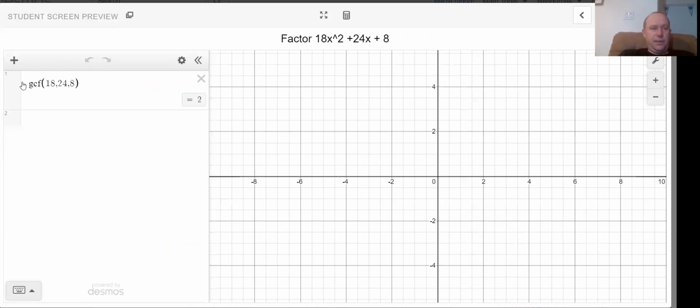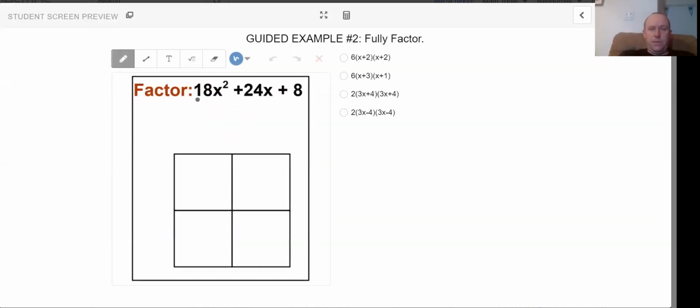Here's the next question. I typed in the GCF ahead of time. I can see that it's 2. So that means I'm going to divide by 2. So when I divide this one by 2, I got to divide this one by 2, and I got to divide this one by 2. So 18 divided by 2 is 9.